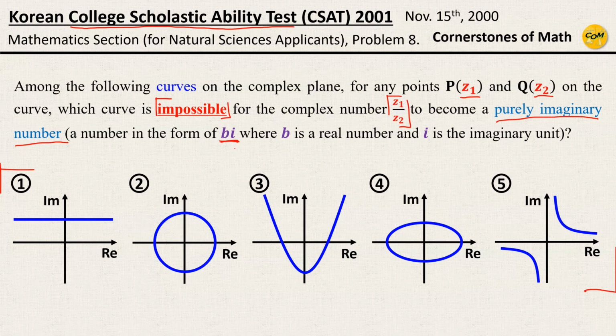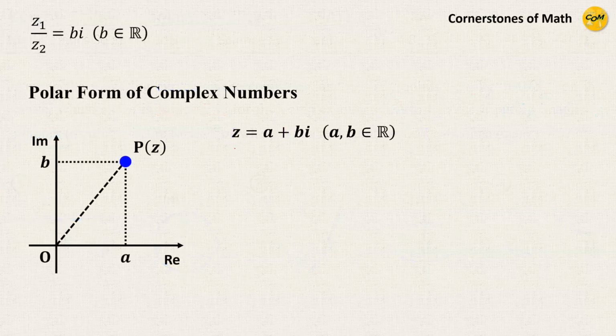Alright, let's get right on to this problem. So the given condition is this. In 4 out of 5 given choices, Z1 over Z2 is a purely imaginary number bi, and we have to find a choice where this is impossible. In order to use this condition smartly, you need to know some properties about complex numbers, and the first thing you need to know is the polar form of complex numbers.